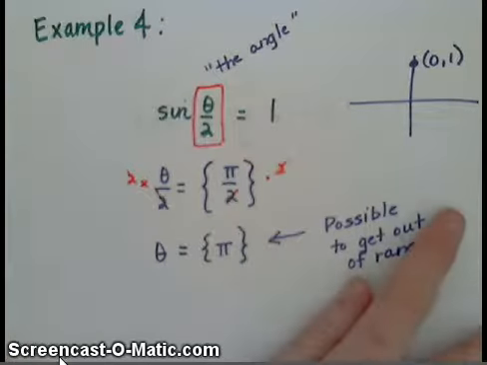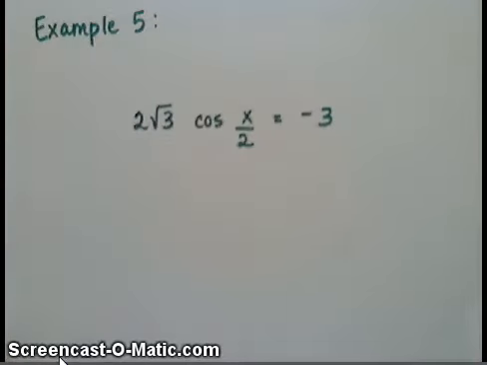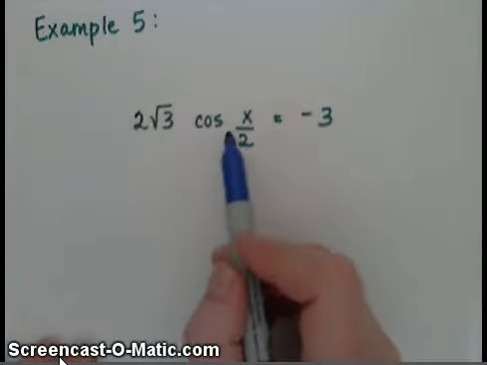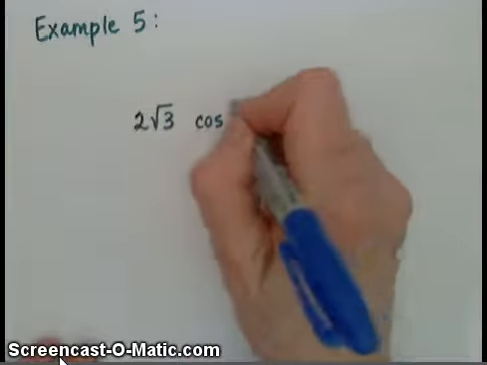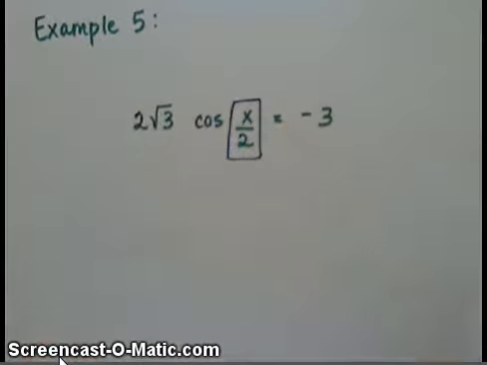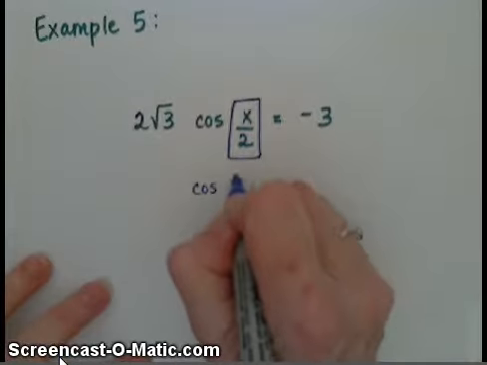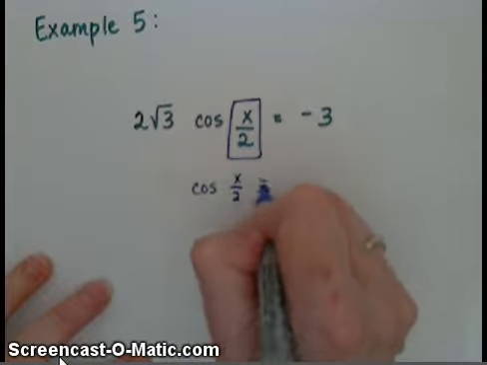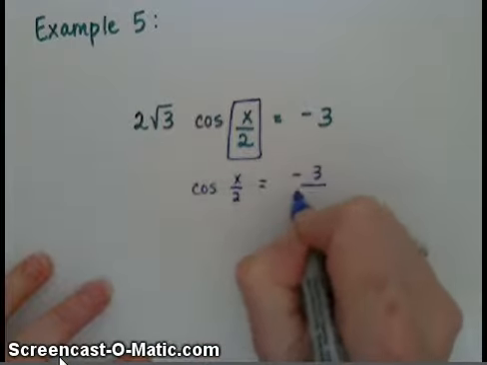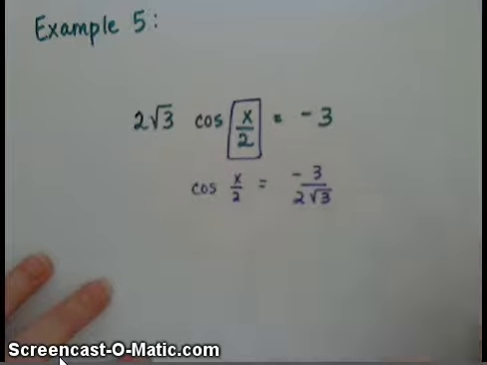Let's see what happens on my last example. I've got about 5 minutes, so I think I can get one in. Okay, this is 2 radical 3 cosine x over 2 equals negative 3. Now I'm going to put a box around this because this is our focus here. All right, so cosine of x over 2 is equal to negative 3 divided by 2 radical 3.